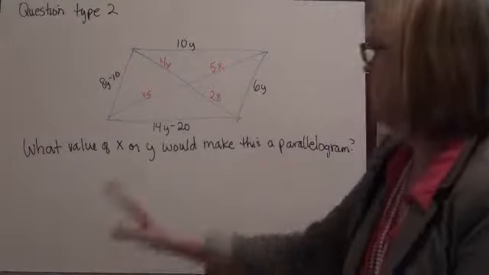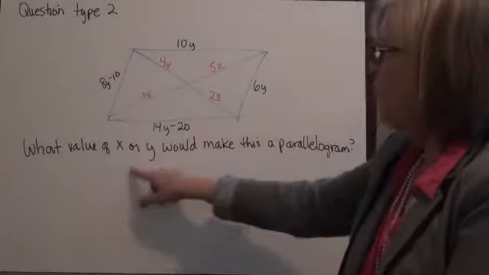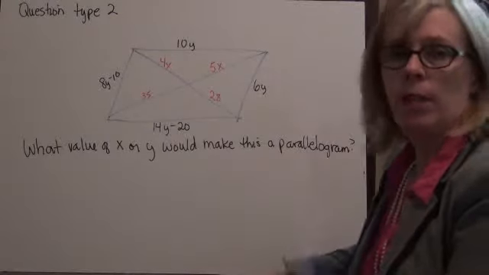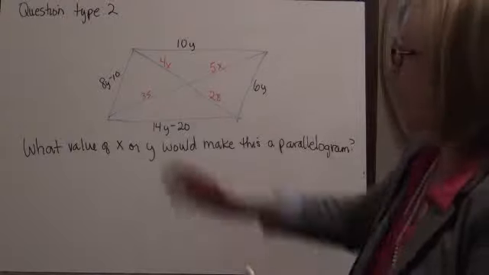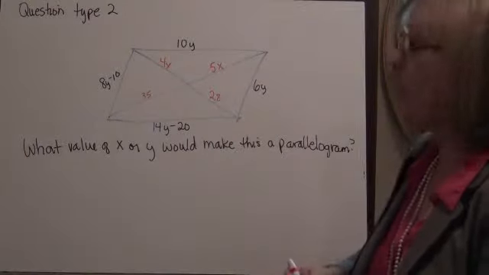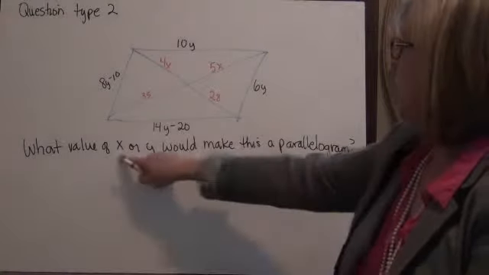Okay, question type 2 would say, well, I'm not sure this is a parallelogram. What value of x or y would make this a parallelogram? So you're kind of doing the same thing, only it's a slightly different question. Now I just have a quadrilateral, and I want to prove it's a parallelogram with numbers. So I look at x's.